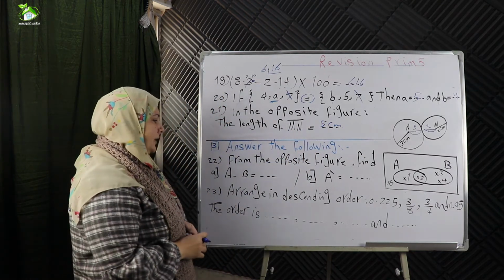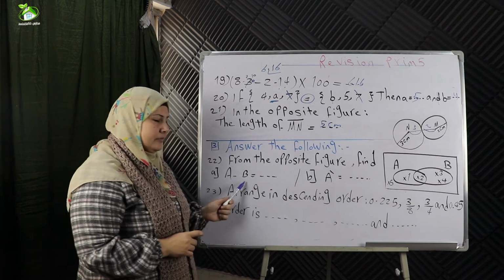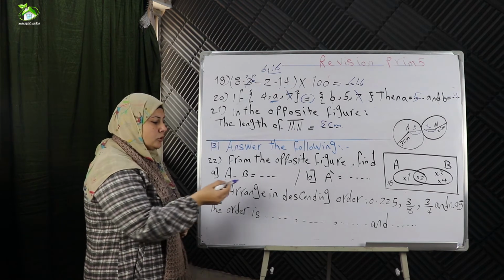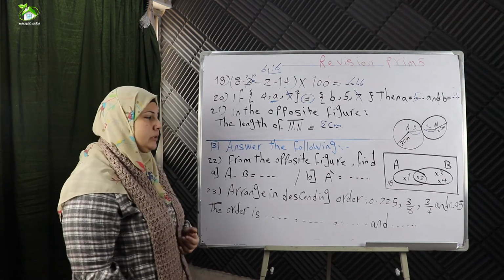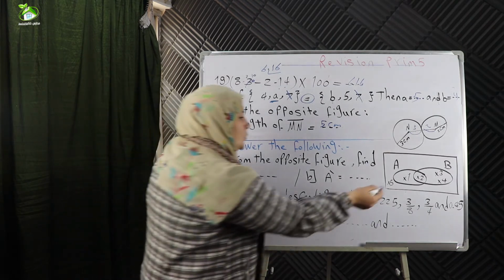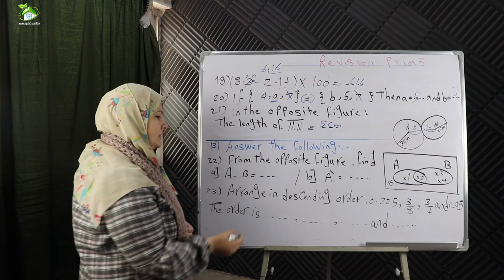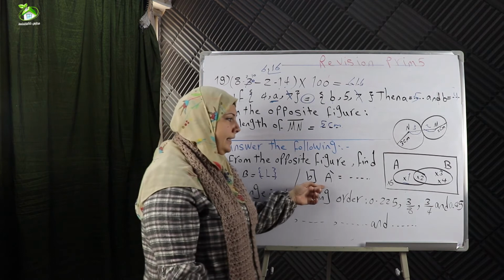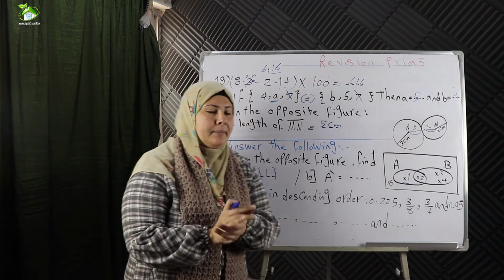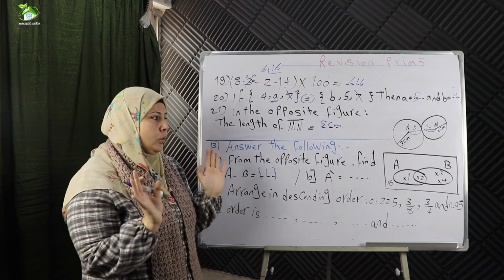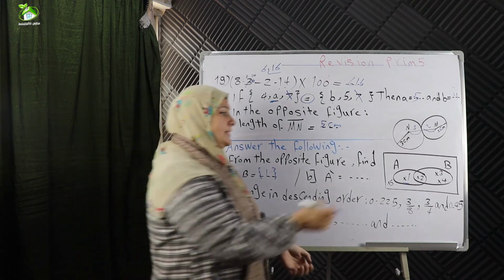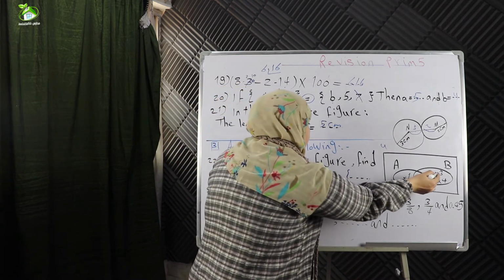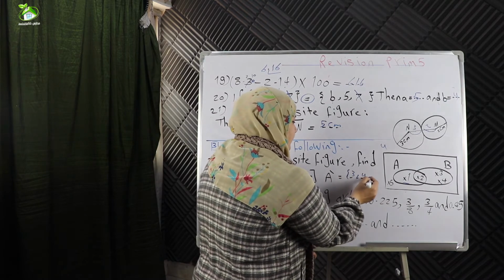From the opposite figure, find A difference B. A difference B means elements which belong to A and not belong to B. Elements belong to A and not belong to B is 1. A difference B is the set of 1. A complement. A complement means all elements inside the universal set and not belong to A. A complement is the set of 3, 4, and 5.